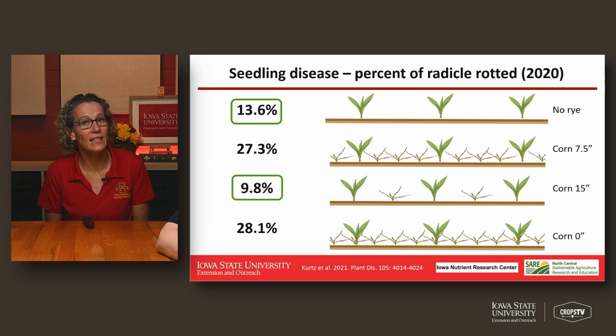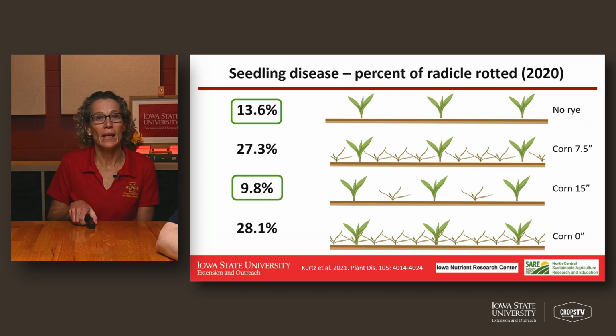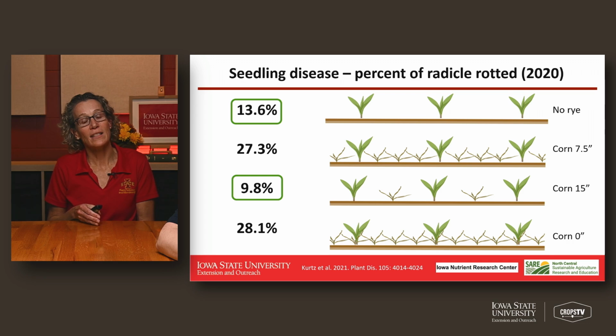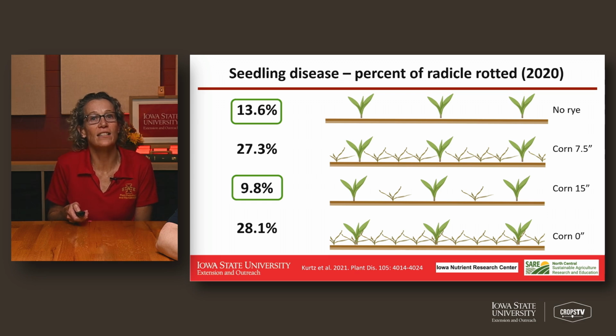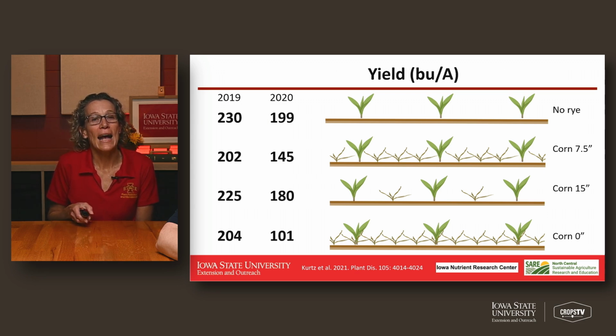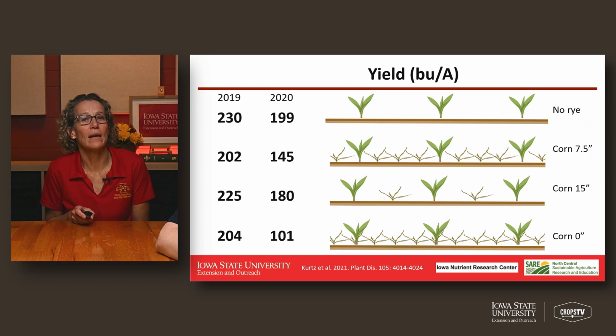So in 2019, we had very low disease severity, and we didn't see any differences between the treatments. And so, yes, just by socially distancing that corn from the rye, it looked like we could reduce disease under high disease severity years.